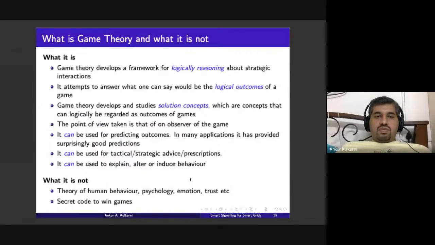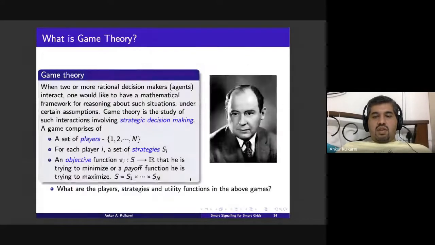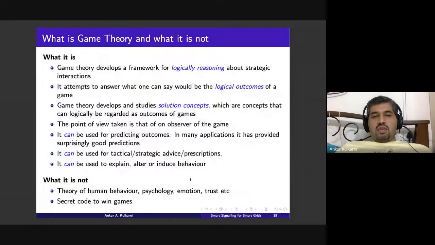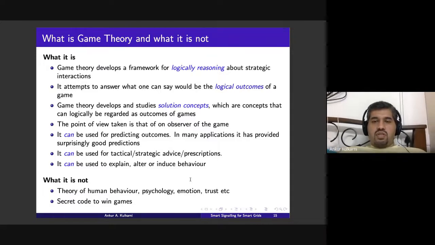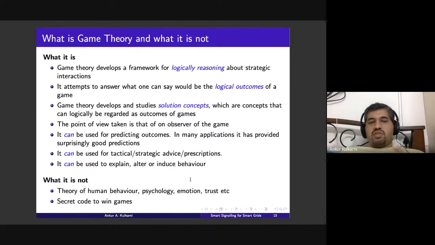Okay, so now what is game theory trying to do? So here's an important thing, that what we are trying to do here is not try to guess human behavior and so on, but rather what we want to do is develop a mathematical or logical framework for reasoning about these interactions. What it attempts to do is simply answer what one can say are the logical outcomes of a certain game. So it thinks of the game as a kind of a puzzle that it wants to logically solve, rather than try to bring in human nature and so on into the picture.